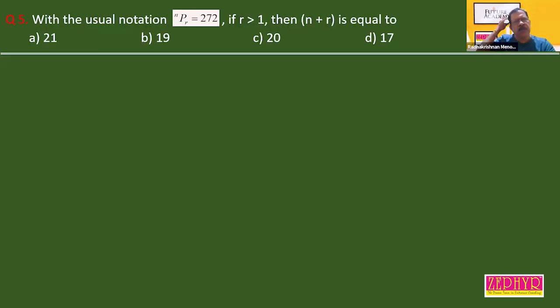NPR equal to 272. What is N plus R? Same way. R is greater than 1, given. Same property of permutation. Because whenever you write permutation of distinct objects or whatever it may be, NPR must be product of consecutive natural numbers. That is for sure you have to take. So you have got NPR equal to 272.